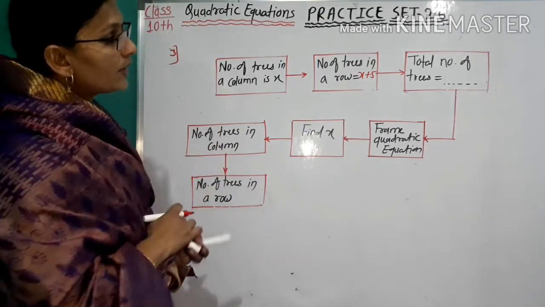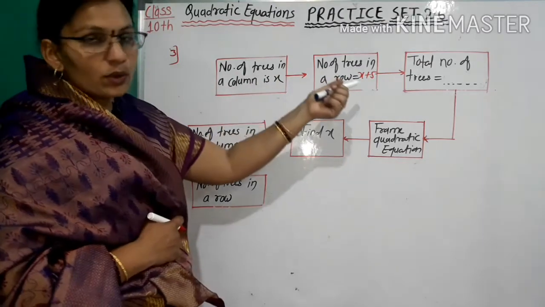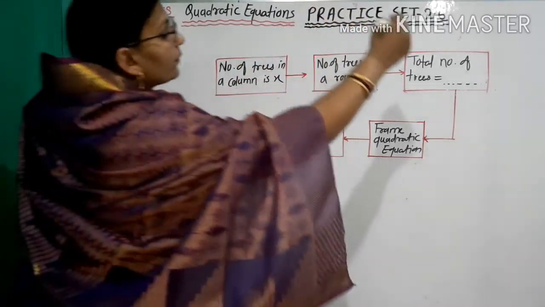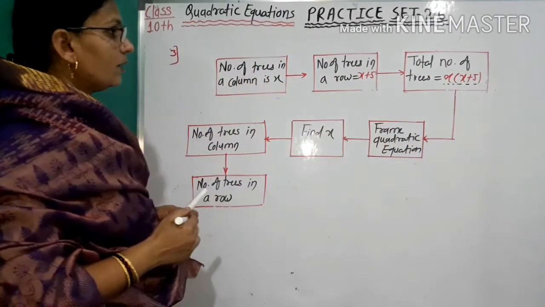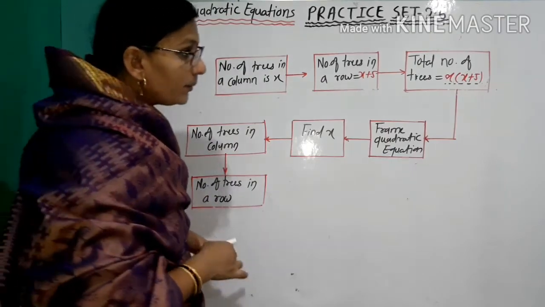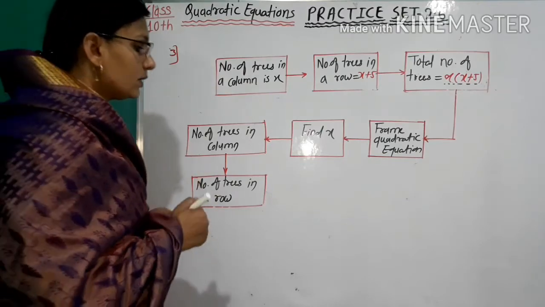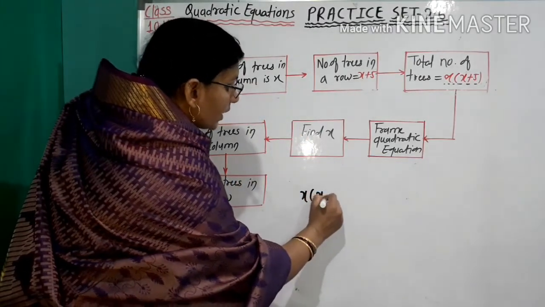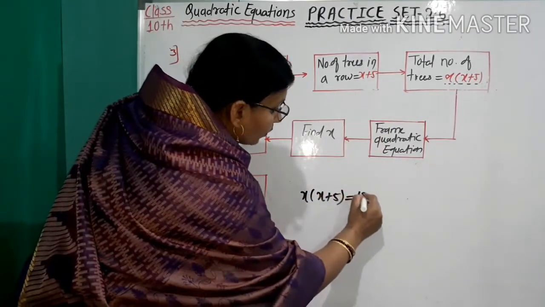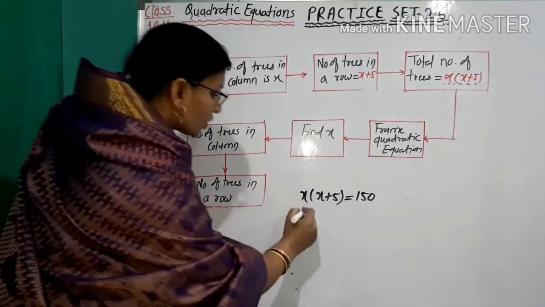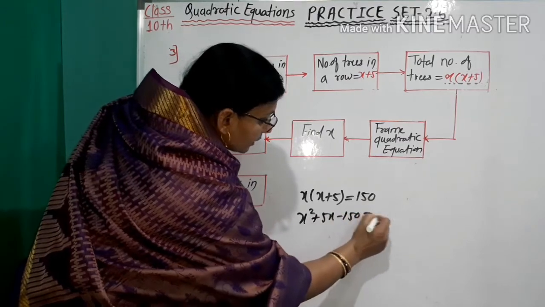Then the total number of trees from these two, the number of trees in a column and the number of trees in a row, is equal to x into x plus 5. From this, frame the equation. In the example it is given that there are 150 orange trees. So the equation is x into x plus 5, which is the total number of orange trees, equal to 150. Solve this equation. x square plus 5x minus 150 equal to 0.